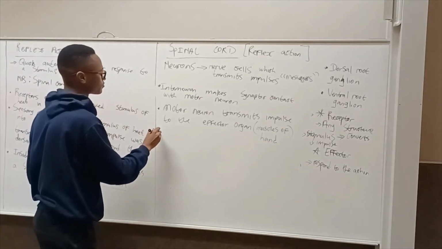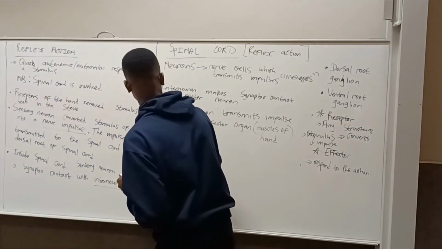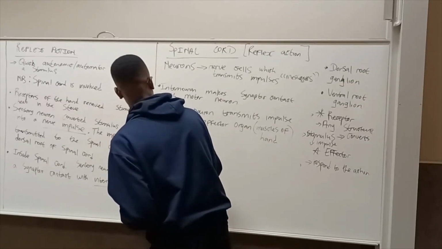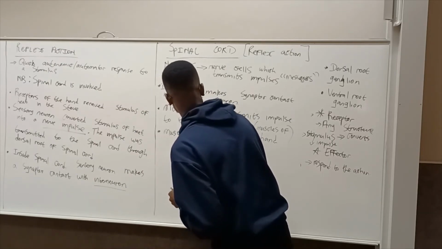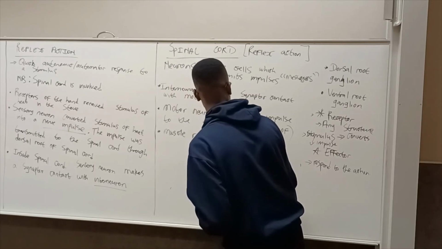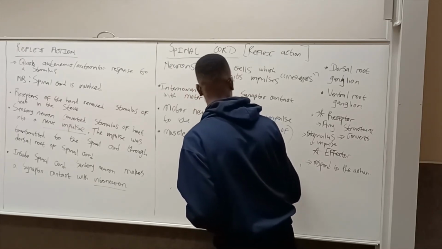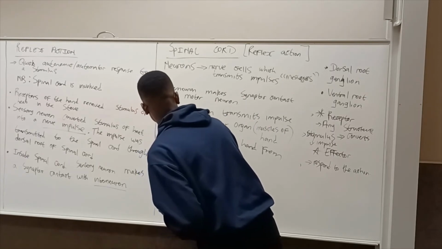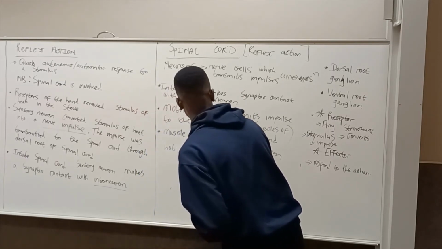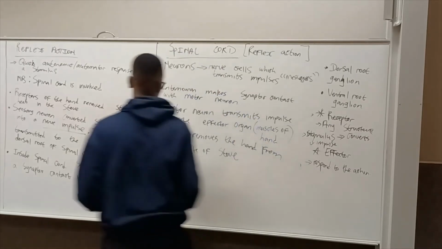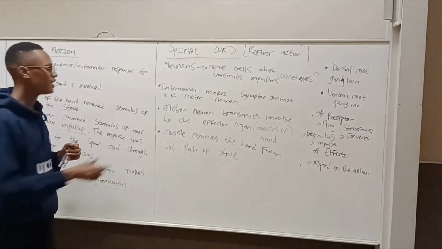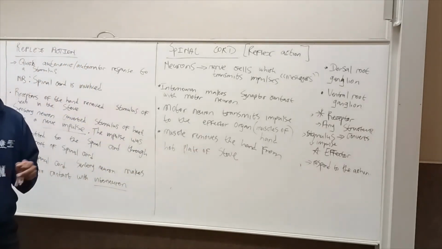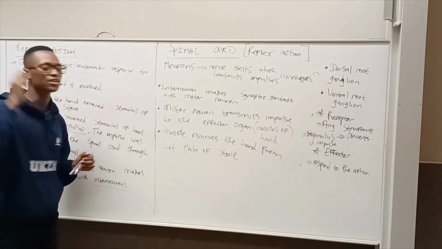So after that, the muscles or the effector organs remove the hand from the plate of the stove. Okay, and now you are free from being burned by that hot plate. After that, once your hand is removed from the hot plate, other impulses are sent to the brain.